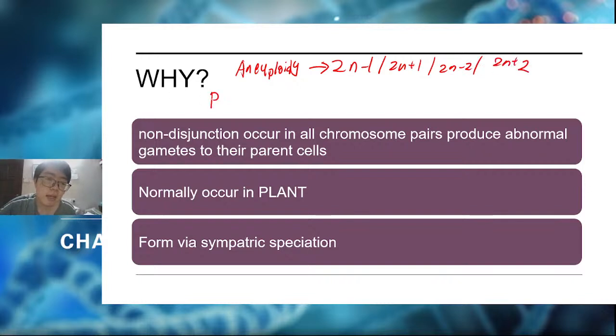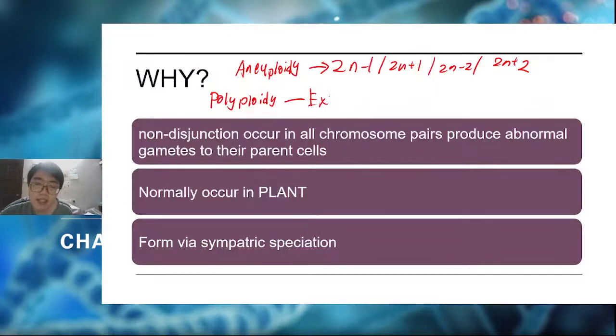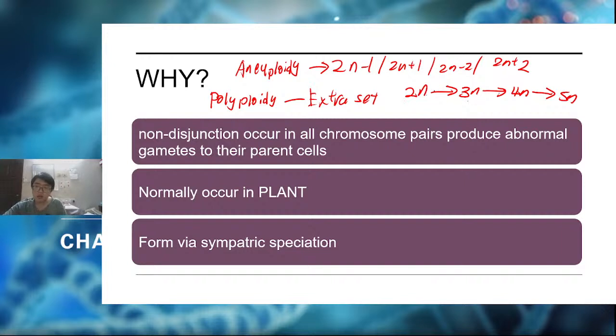But in polyploidy dia adalah doubling. The chromosome, it will have the extra set of chromosome. Maksudnya, it can be 2N, dia akan jadi 3N. Dia akan jadi 4N. Dia akan jadi 5N. It will be 2N will change to 3N. Or it can double, become 4N. Or it can become 5N. Or it can become 6N.